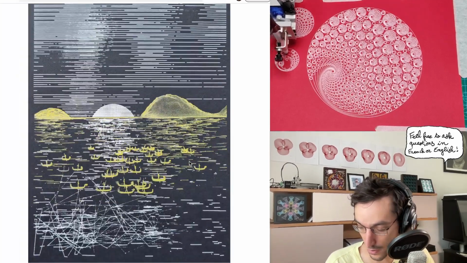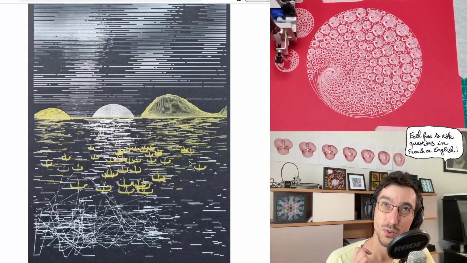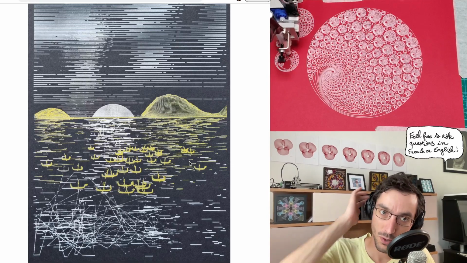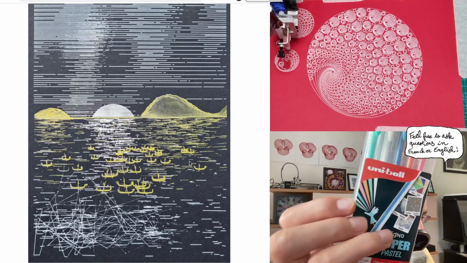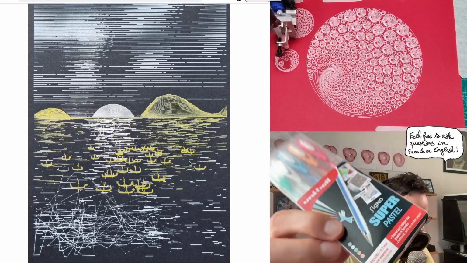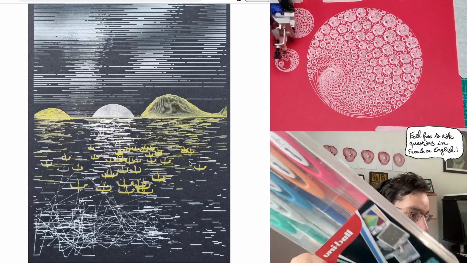I use a broad uniball, and the others are made with this Signos pastel uniball.